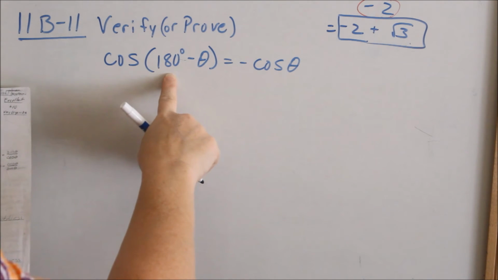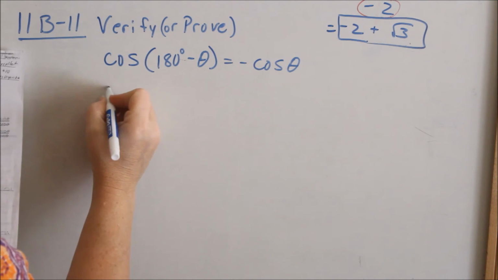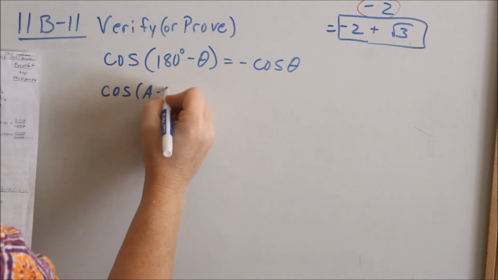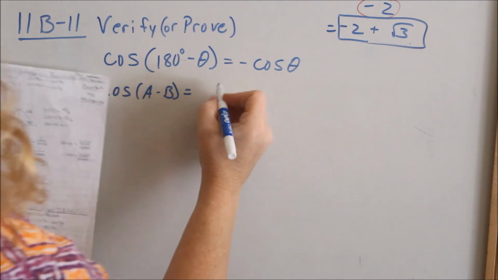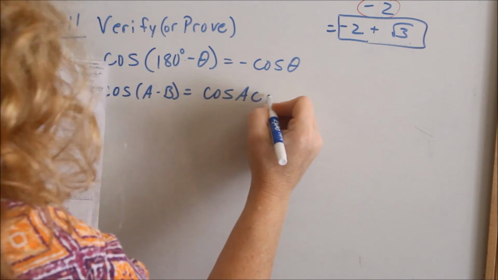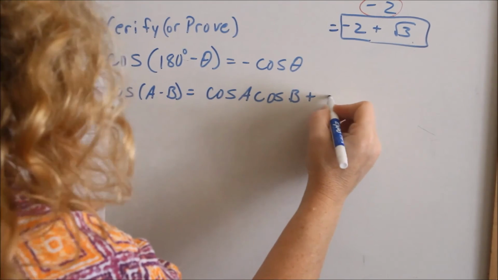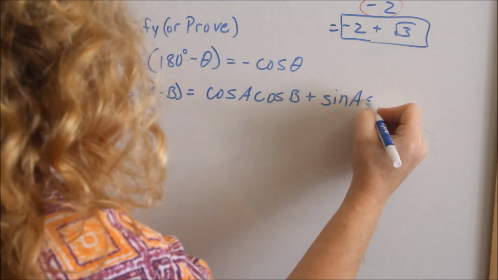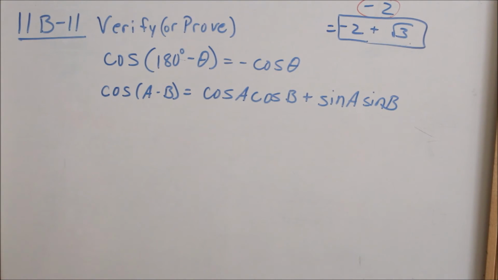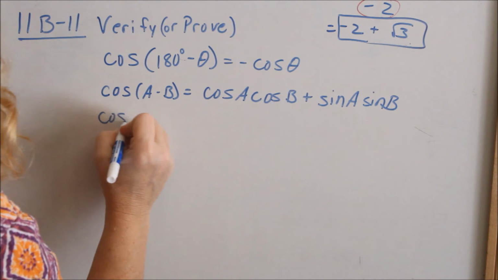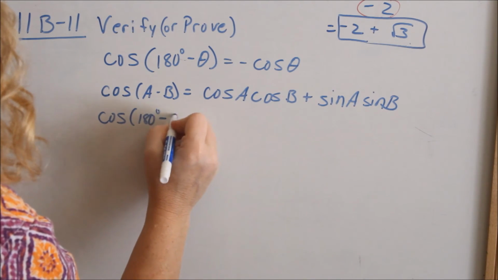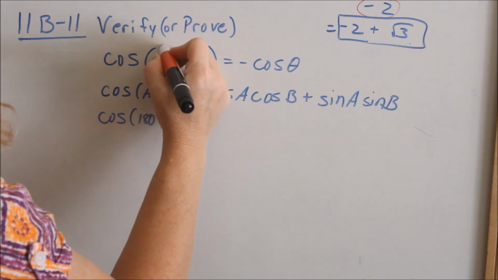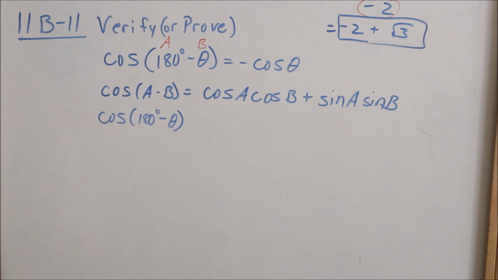So the difference identity for cosine is cosine of A minus B is cosine of the first angle times cosine of the second angle plus sine of the first angle times sine of the second angle. What is in our problem? We basically have cosine of 180 degrees minus theta. In other words, we're going to say 180 degrees is A and theta is B. Everywhere I see an A, I'm replacing it with 180 degrees. Everywhere I see a B, I'm replacing it with theta.